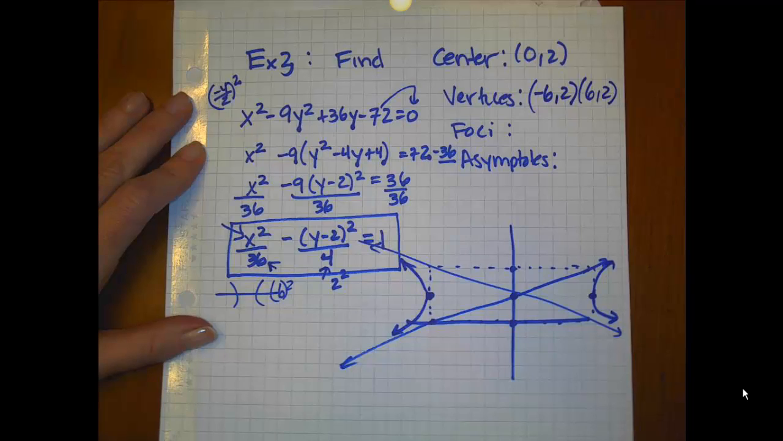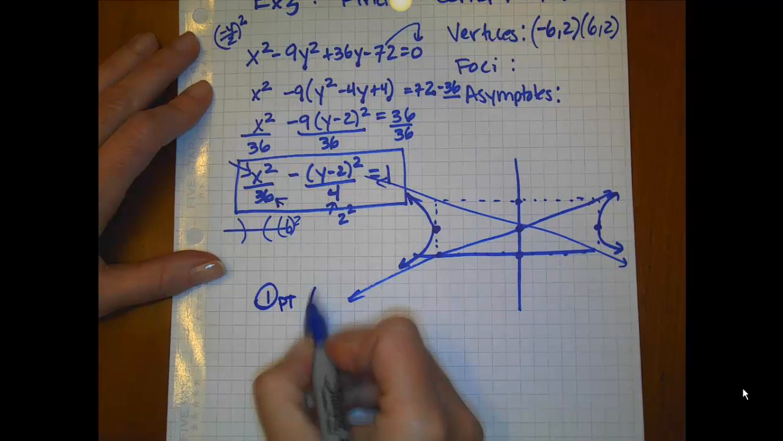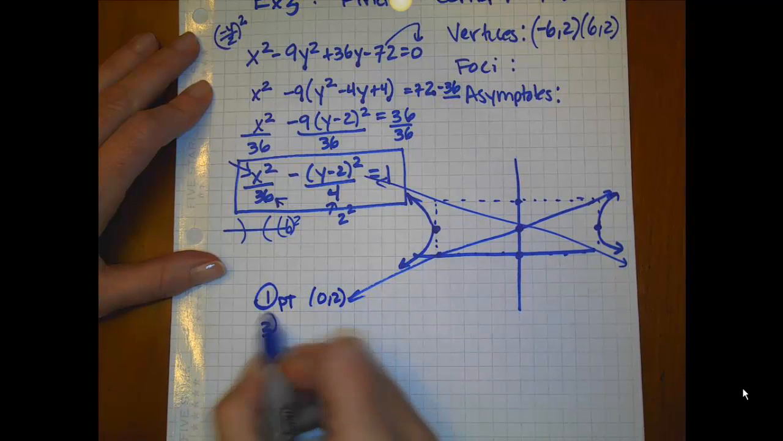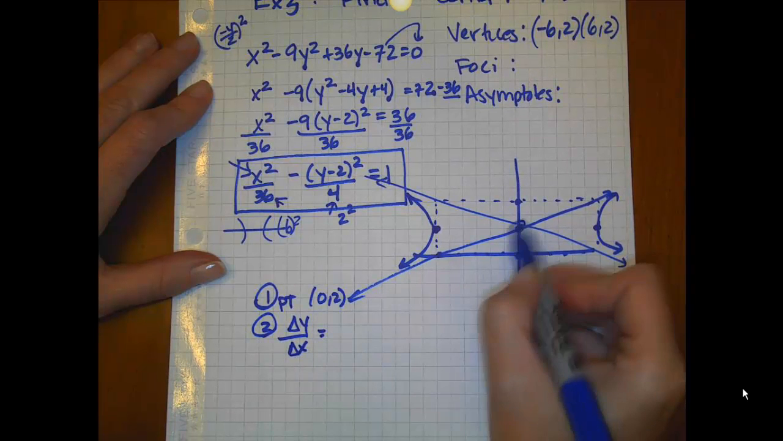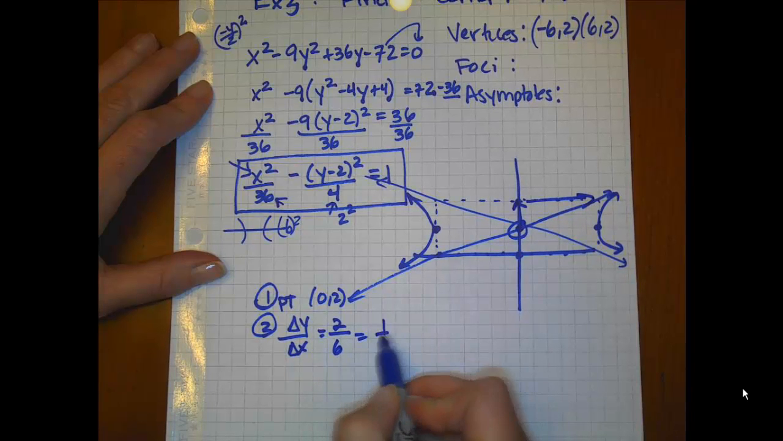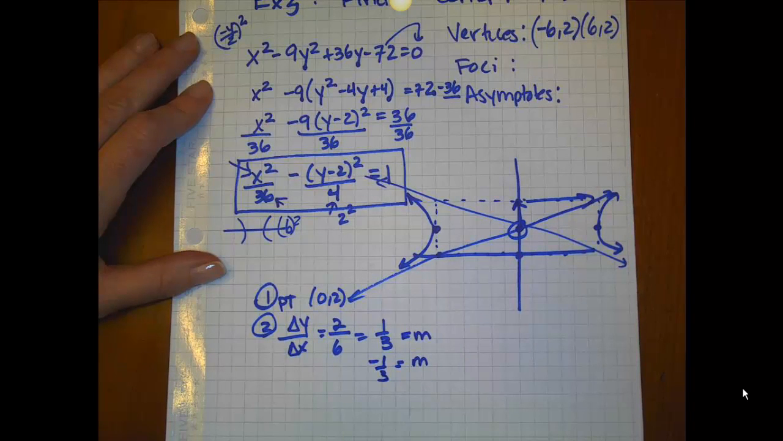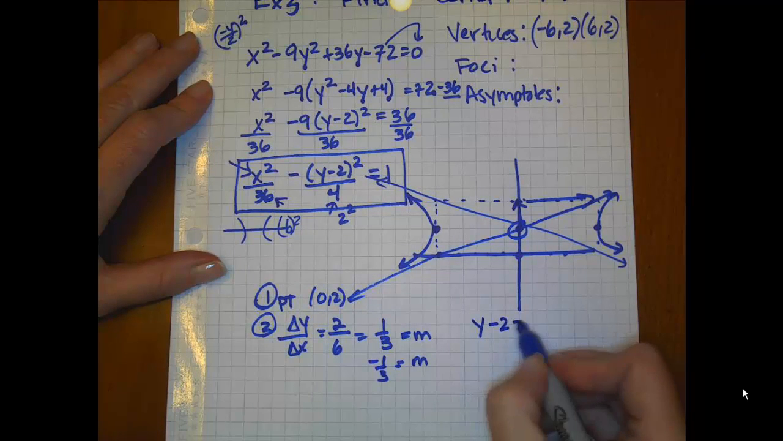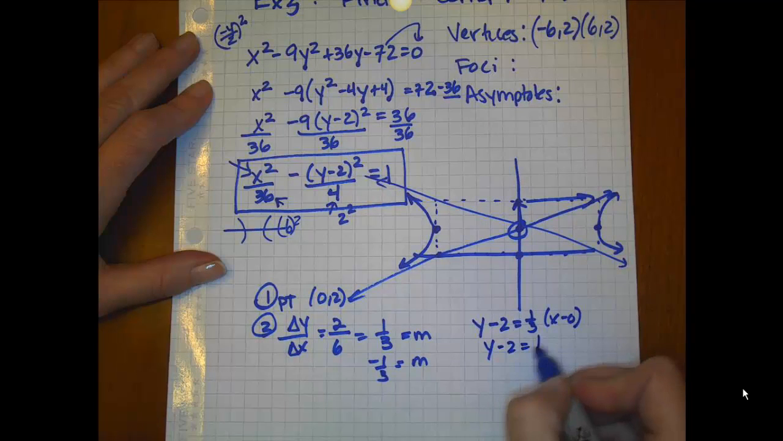My asymptotes, in order for me to get the equation of my asymptotes, remember I need 2 things. I need a point. The point I'm going to use is the center 0, 2, and my slope. Well, my change in y over my change in x, from the center, I would go 2 up, and then I would go to the right 6. So I would have a third as the slope of the positive line, and I would have negative 1/3 as the slope of my negative line. So when I put those together, y minus 2 equals 1/3 x minus 0. So y minus 2 equals 1/3 x.